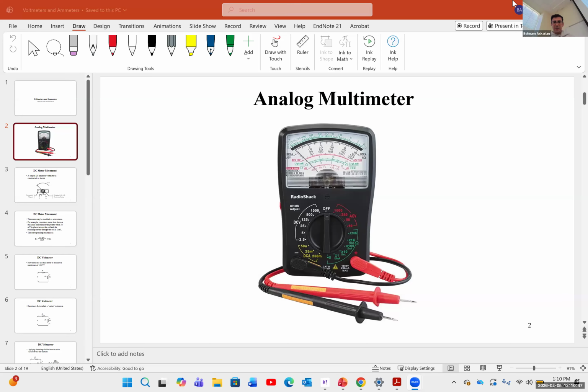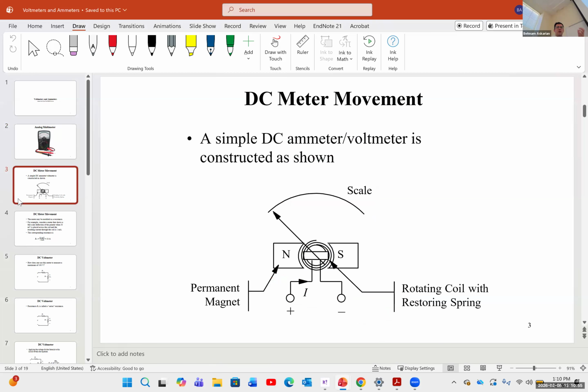Now, another type of, let me just give me a second to go back. Now, the way that an analog DC ammeter or voltmeter works is it has a permanent magnet and a rotating coil. And as I've already mentioned, when you put current through that coil, it generates a magnetic field. And that magnetic field interacts with the magnetic field from the permanent magnet and creates the movement.